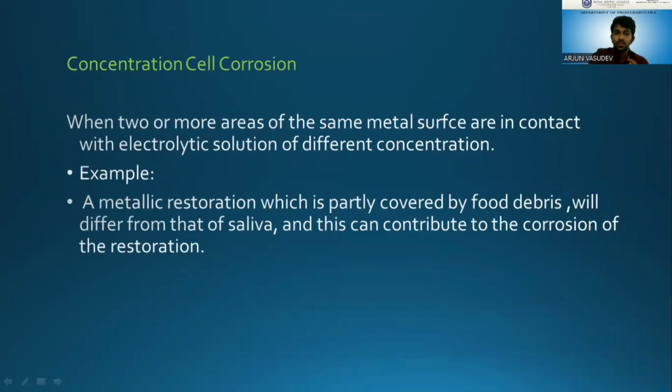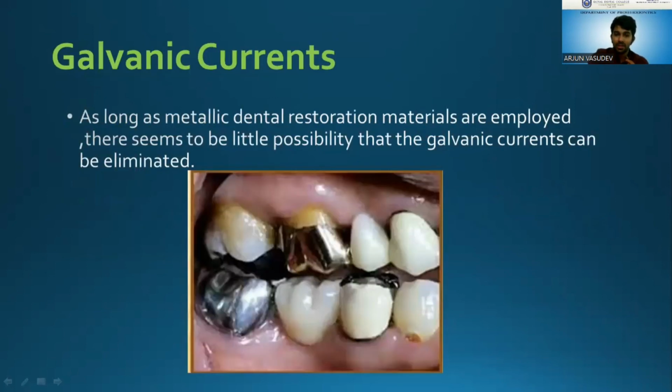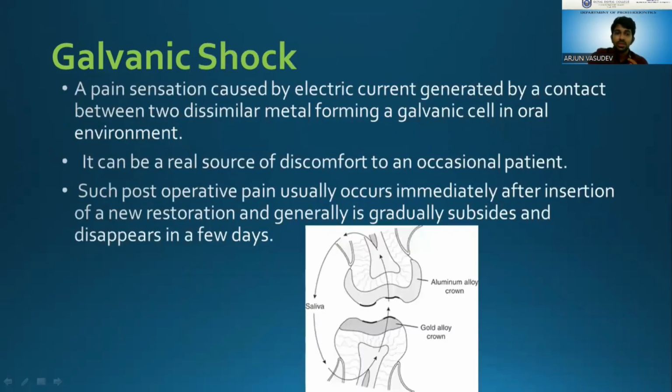Concentration cell corrosion means that two or more areas of the same metal surface are in contact with electrolytic solutions of different concentration. For example, a metallic restoration which is partly covered by food debris differs from the rest exposed to saliva, and this contributes to the corrosion of the restoration. Now, galvanic currents. As long as metallic restorations are employed, there seems to be little possibility that galvanic currents can be eliminated. Galvanic shock means a pain sensation caused by electric current generated by contact between two dissimilar metals, forming a galvanic cell in the oral environment.